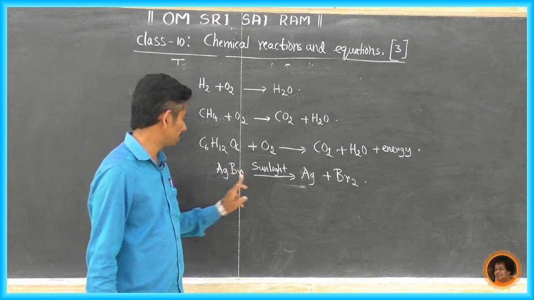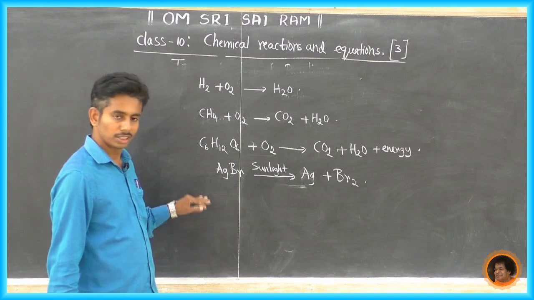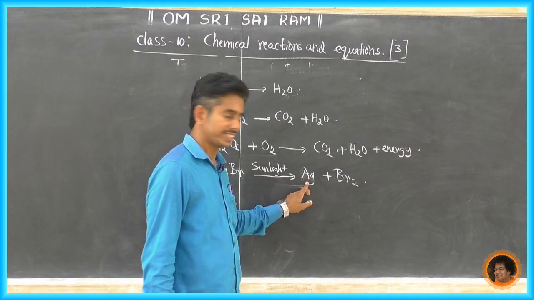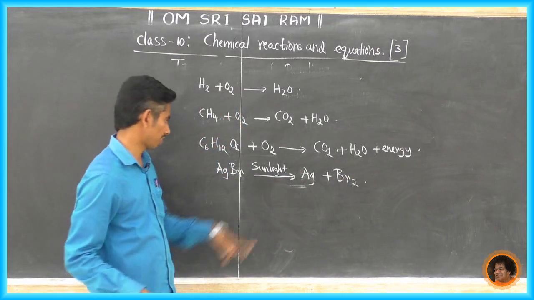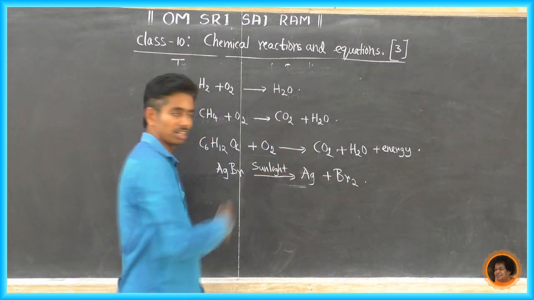Fourth one: AgBr, silver bromide, is exposed to sunlight. It decomposes to silver and bromine. The two products formed are silver and bromine, Ag plus Br2. Now balance the following equation.